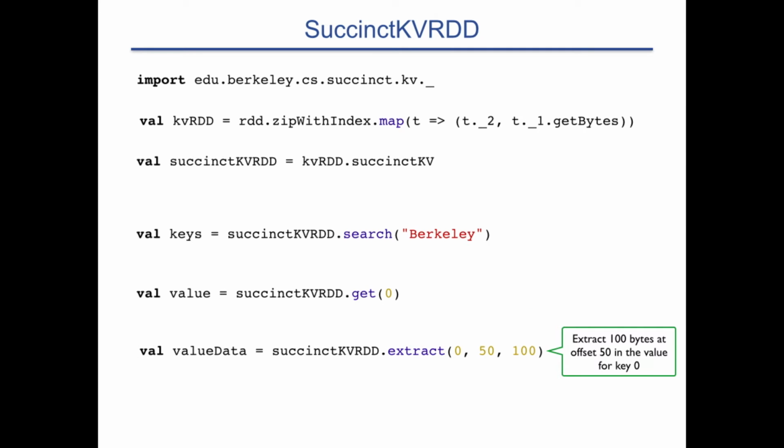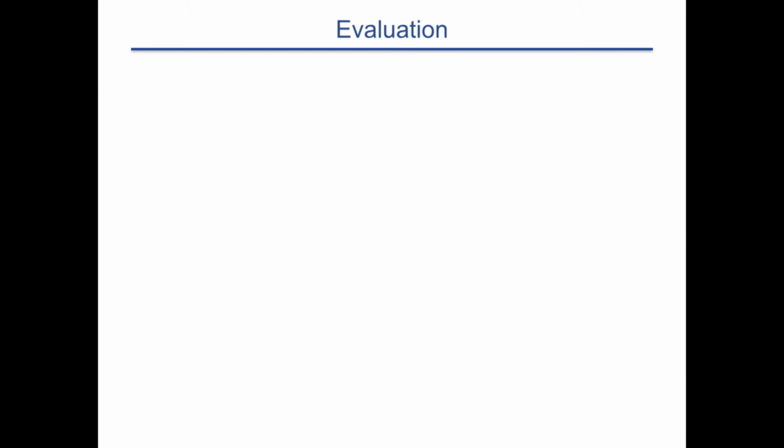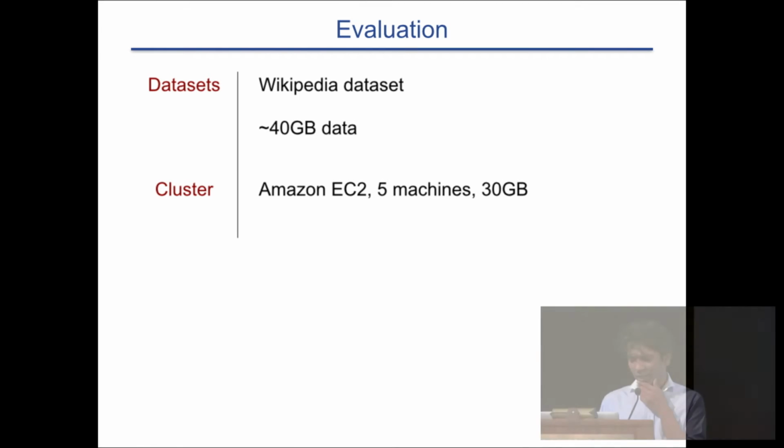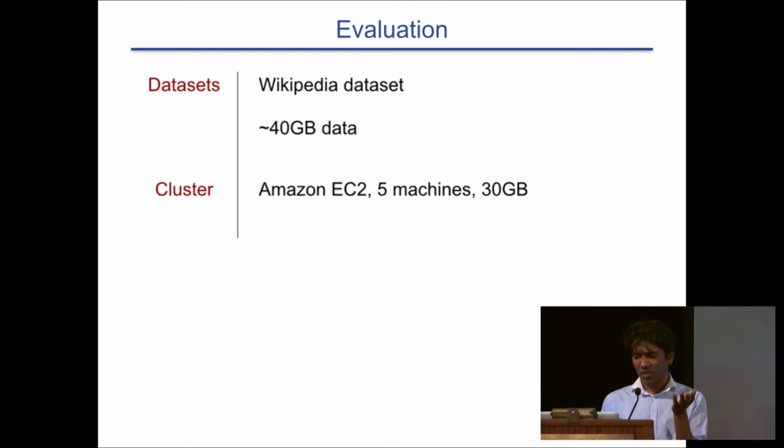Okay, so imagine a Wikipedia document where you can search for all the document IDs where Wikipedia contains Berkeley. Then you can do an extract. You can get the entire document by doing a get, and then you can even go into the document and extract certain bytes by doing an extract. So let me show you some numbers very quickly. We used this Wikipedia data set with 40 gigabytes of data. We used Amazon EC2. Notice that we are using 120 gig RAM so that all the systems fit in memory. So this is not Succinct at its best.